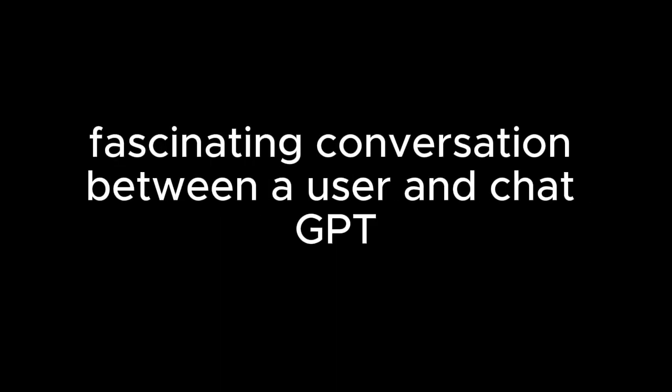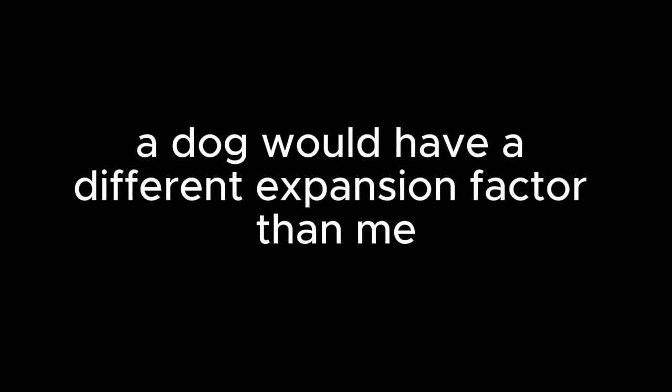And so this isn't just us making stuff up. This is actually based on a fascinating conversation between a user and ChatGPT, and they were really going deep into some scientific principles to see if this could work. They actually were testing it. And it all starts with this idea of replacing time in physics equations with what they're calling an expansion factor. Basically, everything would have its own unique expansion factor. So a dog would have a different expansion factor than me, and that would explain why they have a shorter lifespan. Exactly.